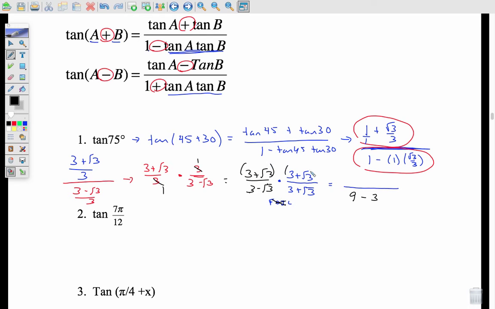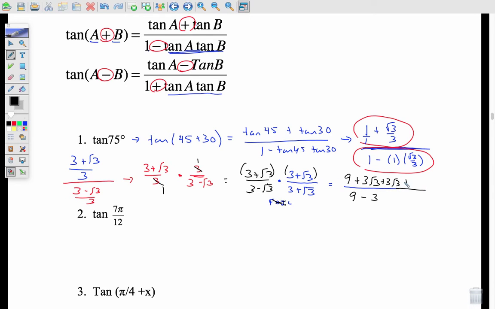In the numerator, I will go ahead and FOIL those since they are not conjugates. They have the same operation in between. First terms, 3 times 3 is 9. Outer terms, 3 times the square root of 3 is 3 square root of 3. Inner terms is also 3 times square root of 3, so it's also 3 square root of 3.